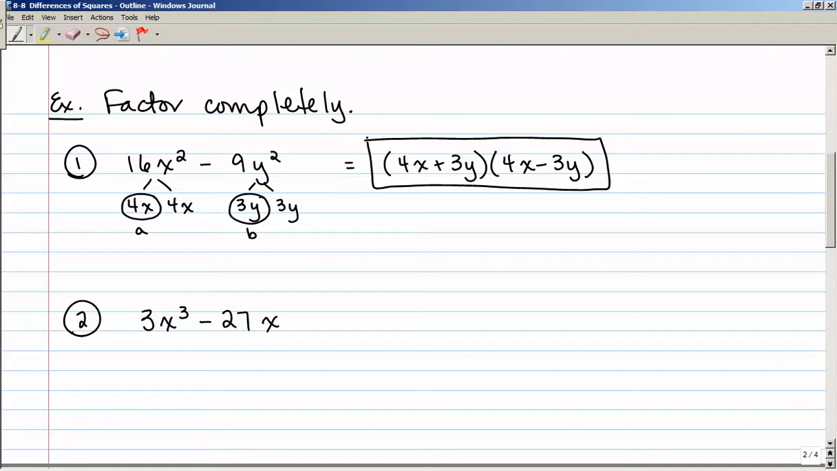And that's how you factor that. No complicated steps, just recognize that it is a difference of squares, identify a and b, put them in parentheses, one with a plus, one with a minus.